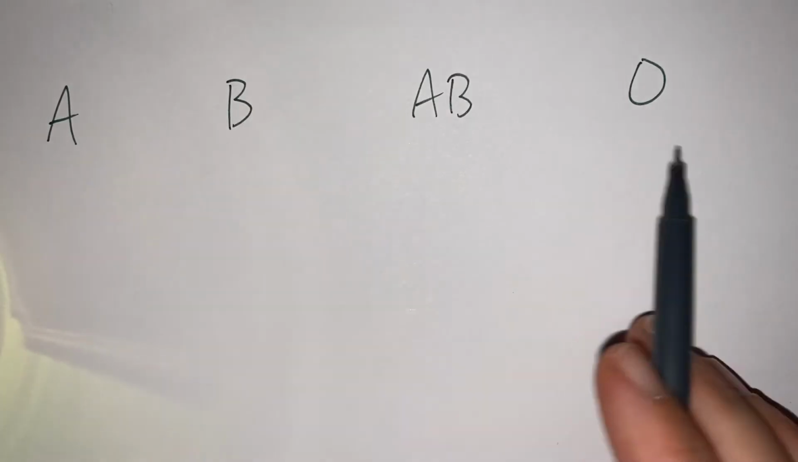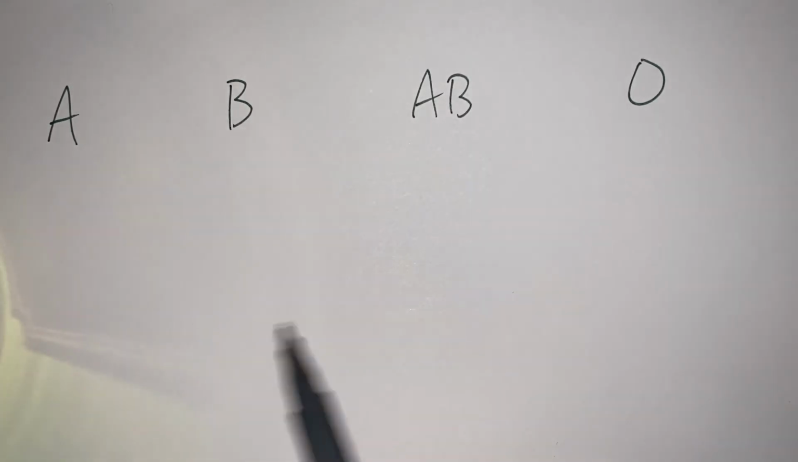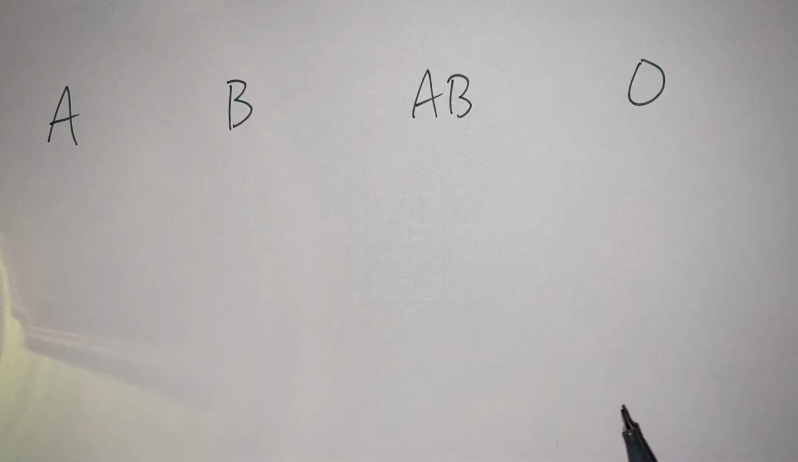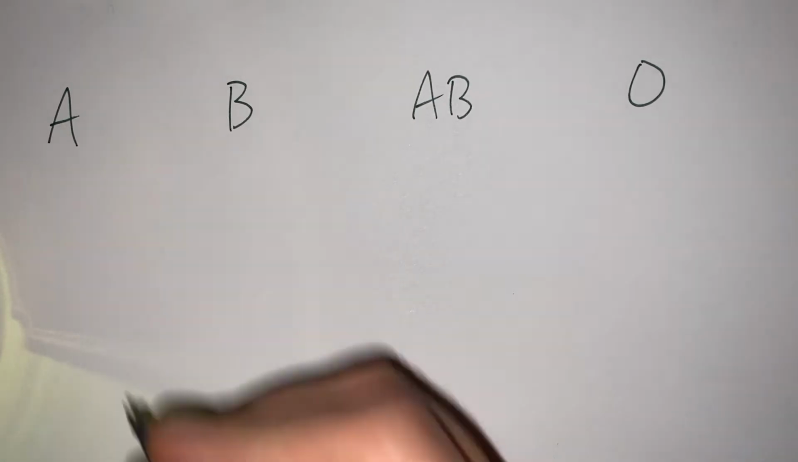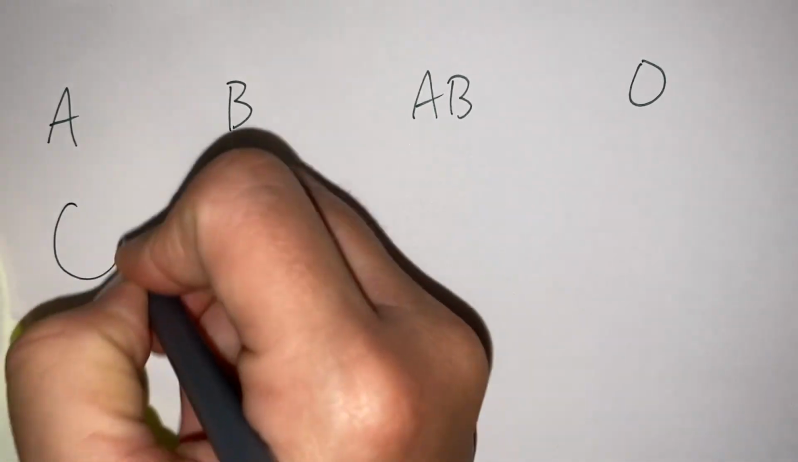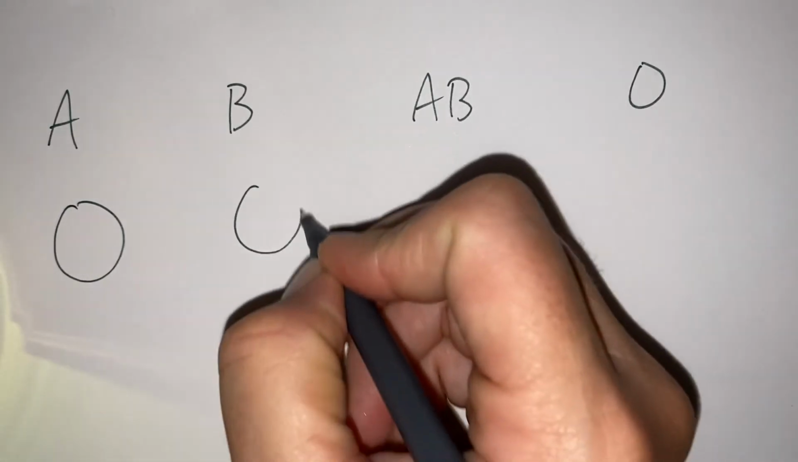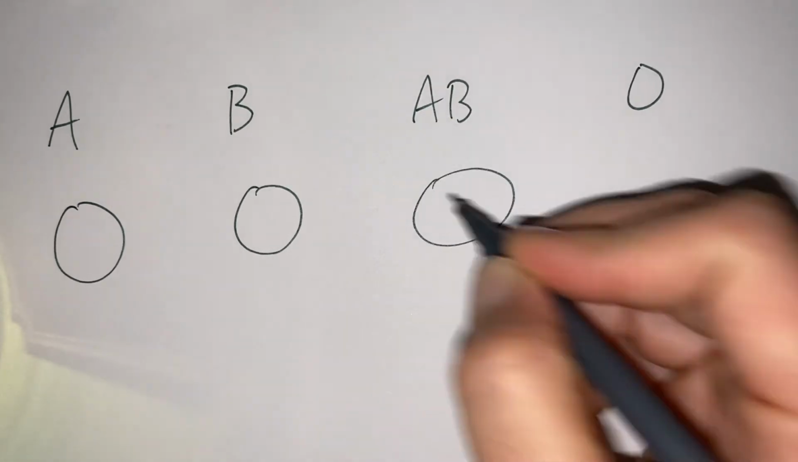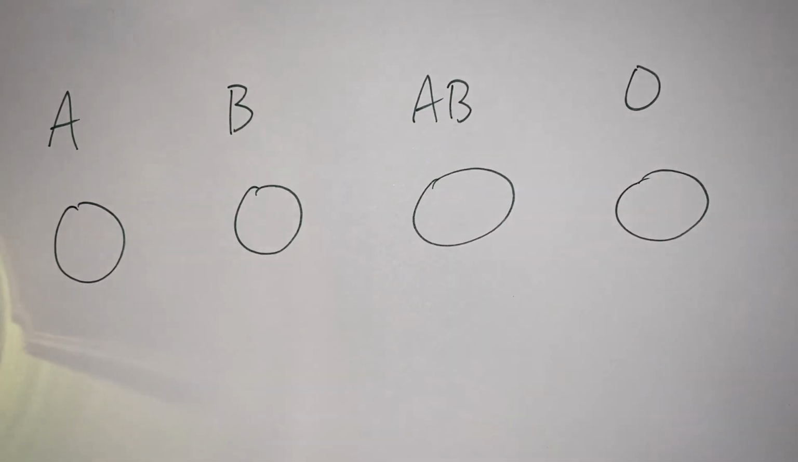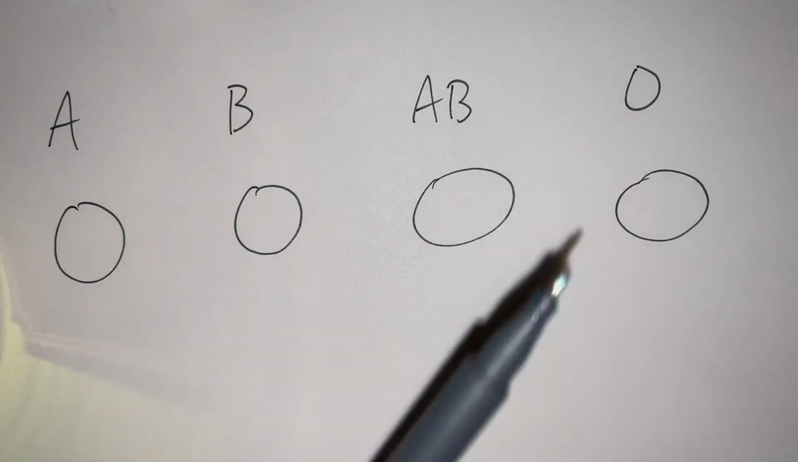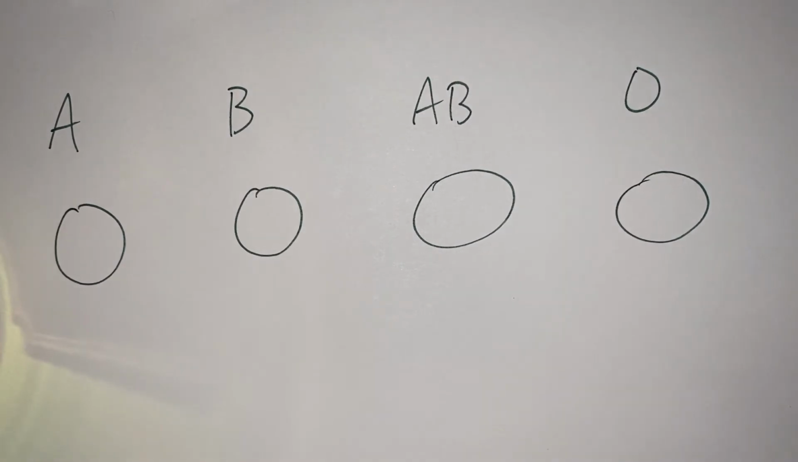So I've got the 4 different blood types, and what I'm going to do is draw different cells and describe for you the antigen and antibodies that each one is going to exhibit. So we'll look at type A blood, type B blood, AB blood, and O blood. So those are my red blood cells. And I'm going to use 2 different colors here to illustrate antigen versus antibody.